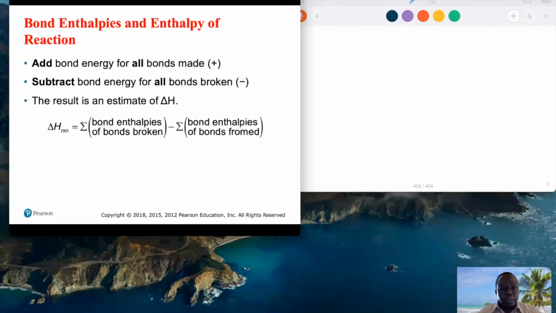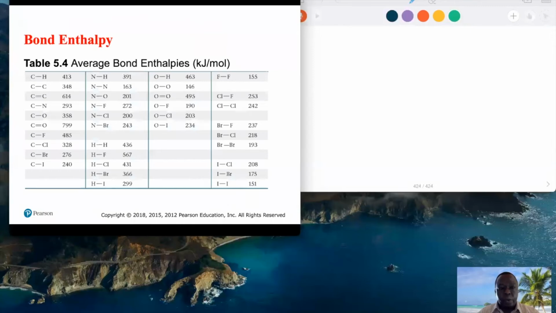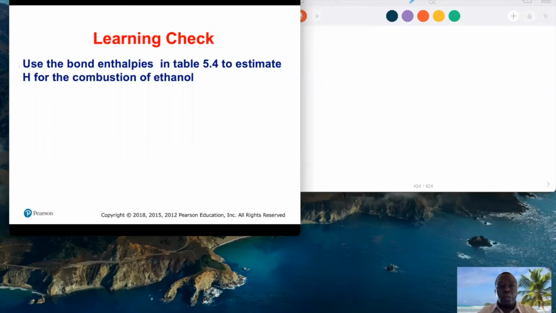At the outset, you have to have this table. In the homework assignment, I'll recommend that you look at this table. You should be able to write the structural formula for compounds involved in a chemical reaction. For example, here, how are we going to use the bond enthalpy? The question will be: use the bond enthalpies in table 5.4 to estimate the enthalpy of reaction for combustion of ethanol. Combustion means oxygen gas is involved.